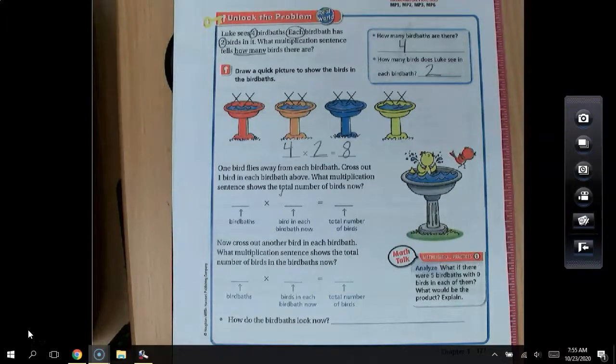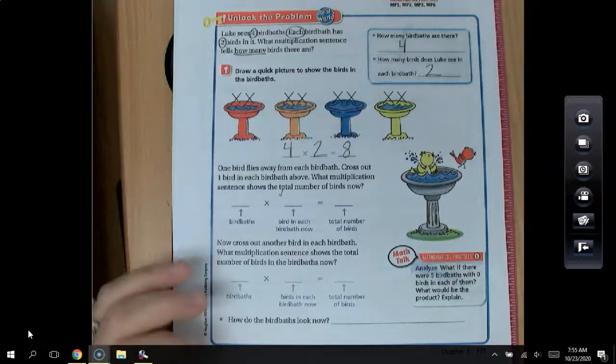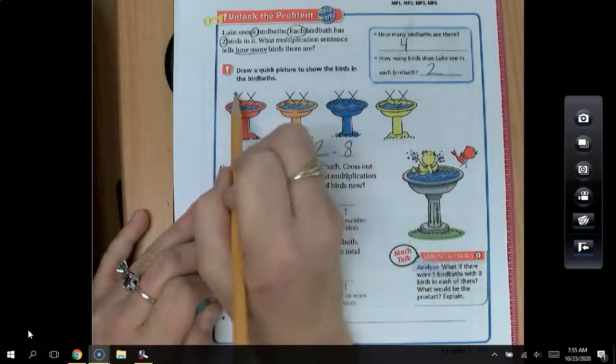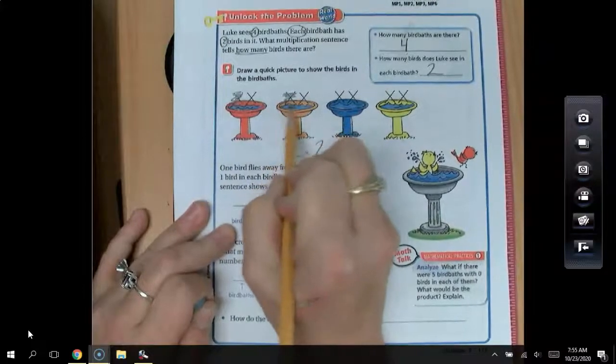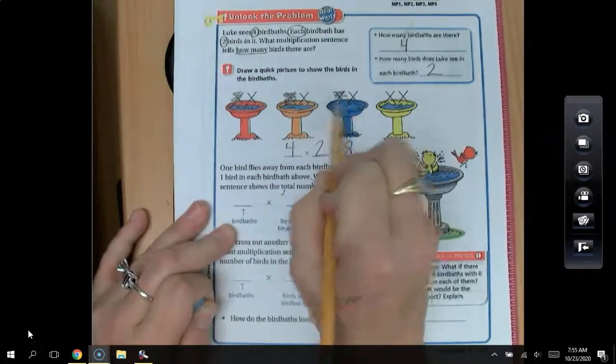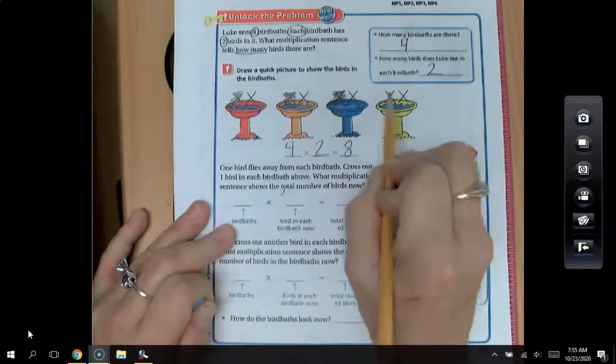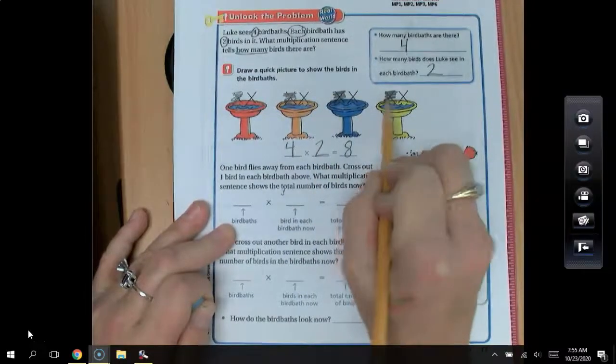Now they're telling us that 1 bird flies away from each of the bird baths. So they want us to cross out 1 bird from each bird bath and write a new multiplication sentence. So go ahead, first of all, cross out 1 of those birds from each of those bird baths. We don't even want to see one of those X's. So go ahead and do that.